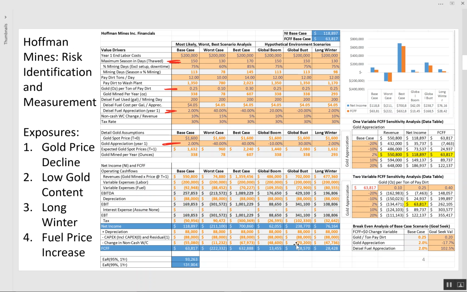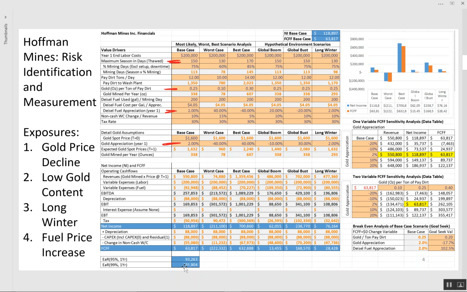So here's what we did last time with Hoffman. We determined that operating a gold mine, there are 4 primary risks that we identified. The gold price declining, low gold content in the ground, a long winter, which then reduces the amount of time you can mine, and increases in fuel prices, which increases the cost to operate our equipment. So we determined that, and then last lecture was all about identifying or measuring those exposures.